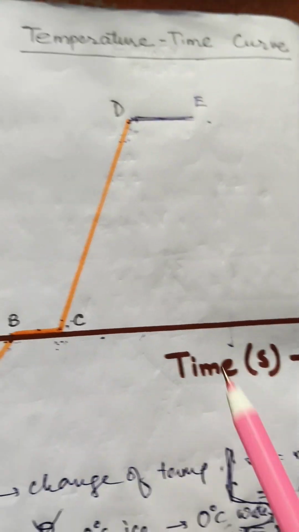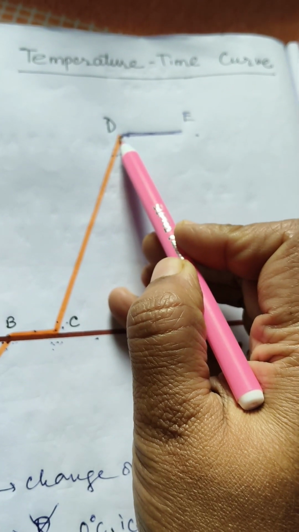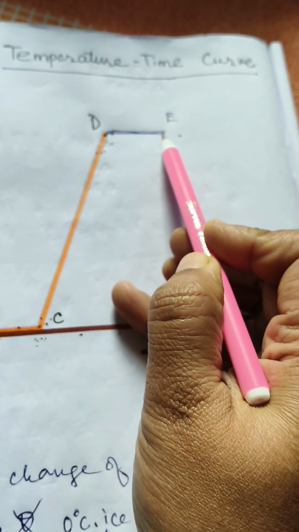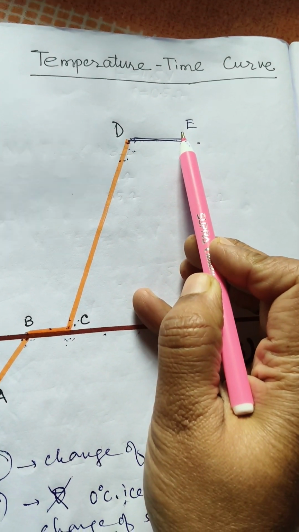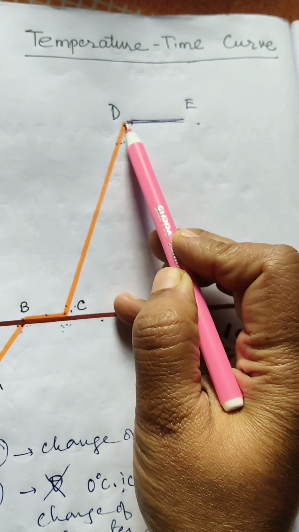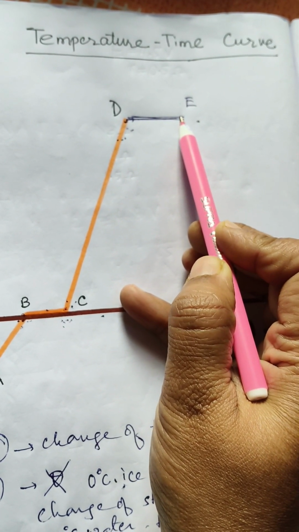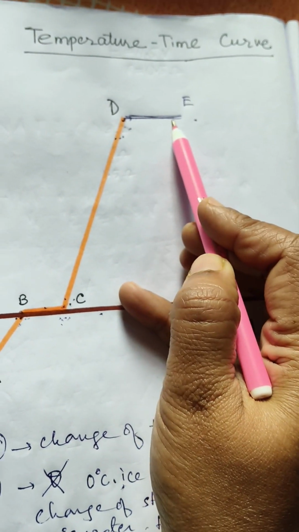What does that mean? It means water at 100 degree getting converted to steam. That is water vapor at 100 degree. Okay, so water at 100 degree to water vapor at 100 degree. What is happening here? It's latent heat of vaporization.